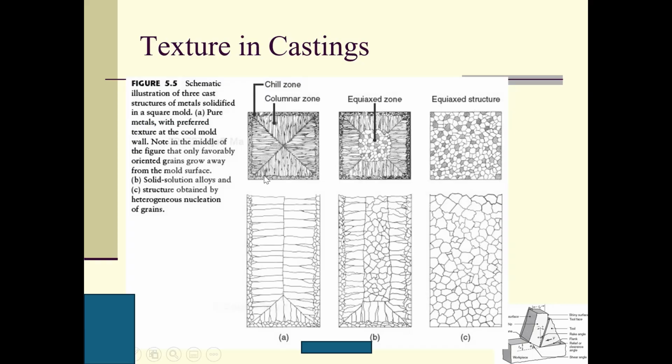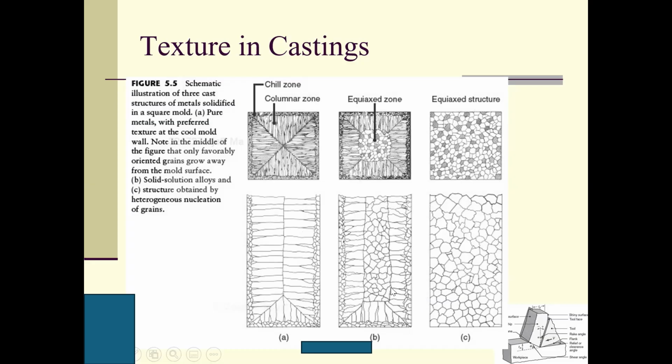Note in the middle of the figure that only favorably oriented grains grow away from the mold surface. See? These grains grow from this mold. If you put the liquid, this molten material, here, this is the mold wall, and the cooling rate will be highest. As a result, here we have fine grains, but go deeper, and here are the favorably oriented grains. So this is for pure metal.